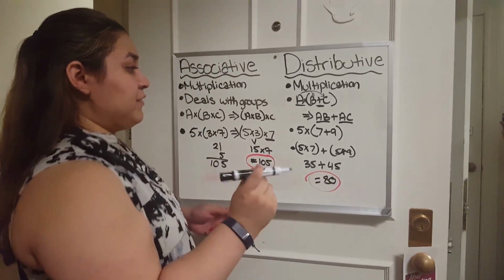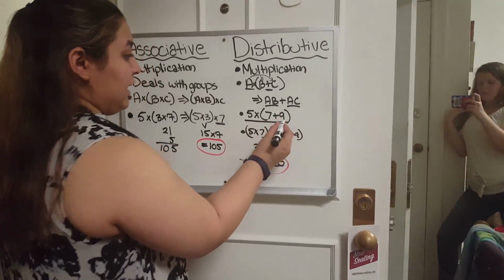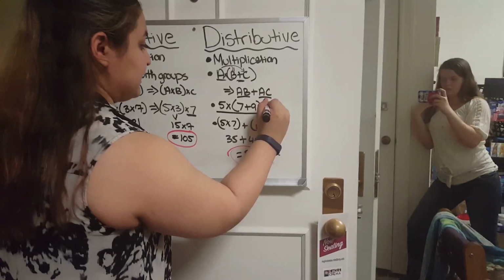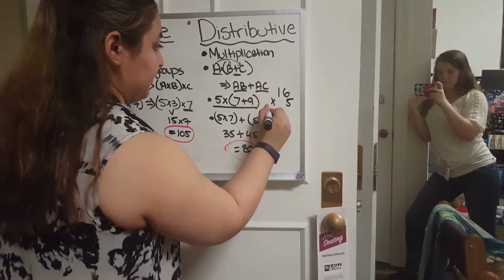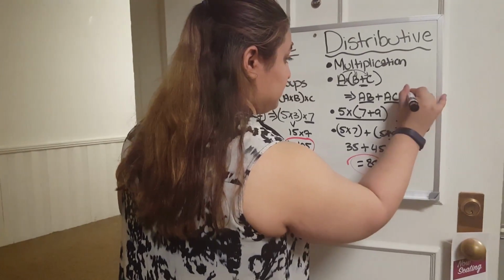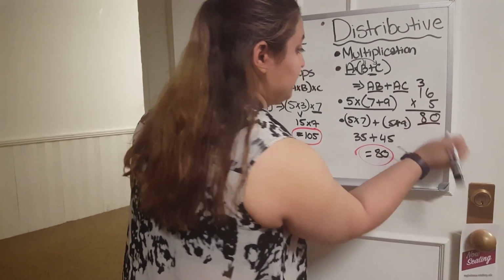Now in order to check our work for that, we can go back to this problem here. And 9 plus 7 is 16. And then 16 times 5, carry the 3, is also 80.